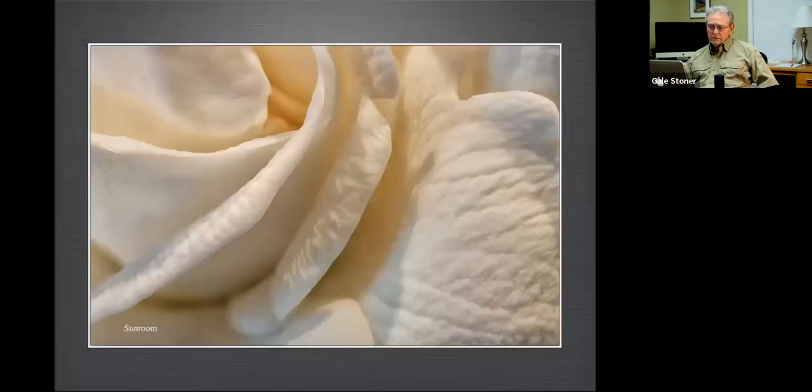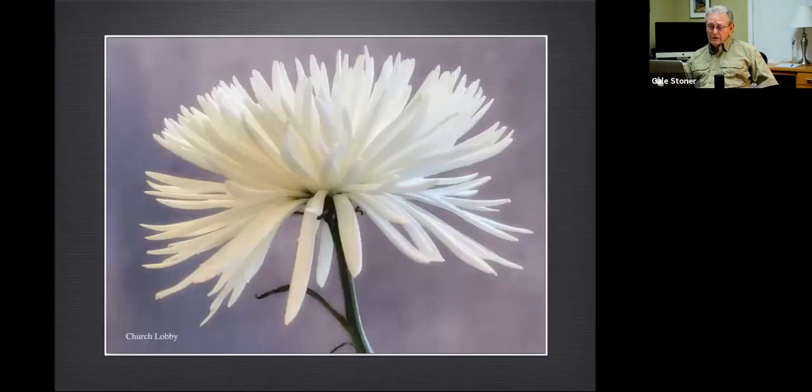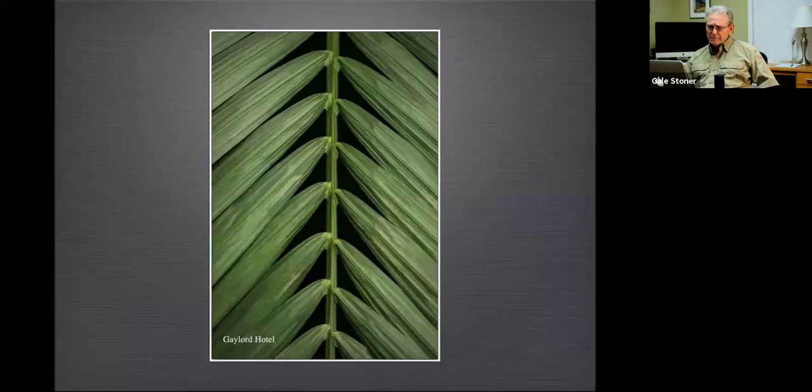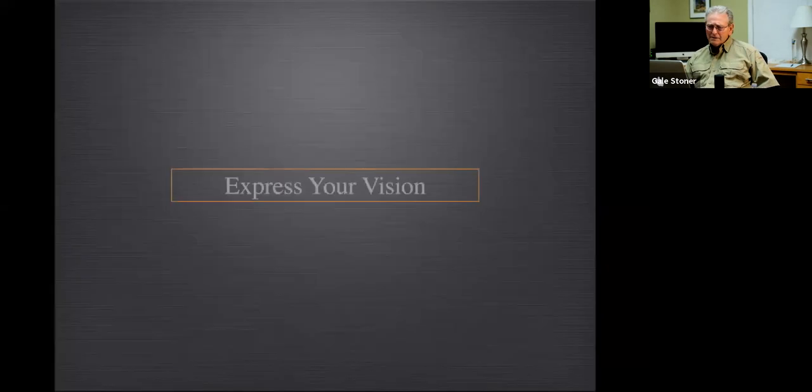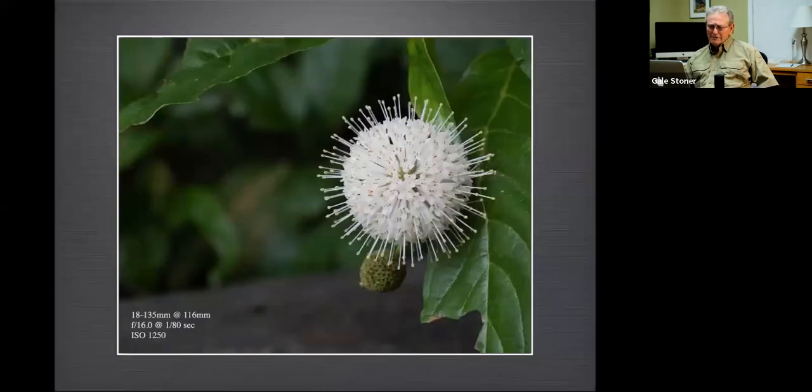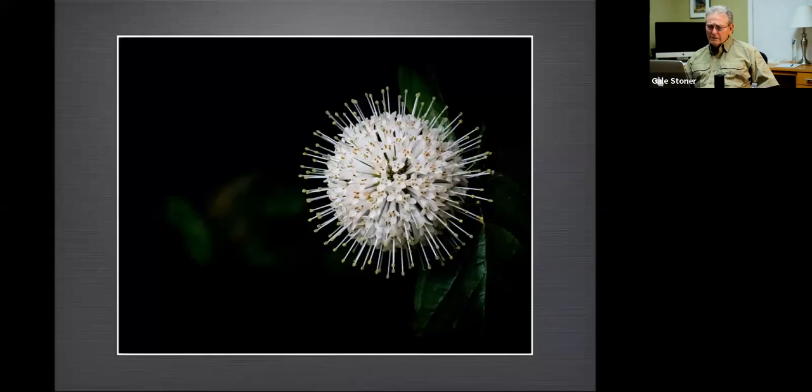African violet, getting real close with my macro. This is in the sunroom. Church lobby, I shot this with my iPhone 5. So you don't have to have an expensive camera and lens to get a good picture. And that tells you how old that photo is, for it to be a 5. I like patterns and textures, repeating patterns, and then expressing my vision. This is the original shot, and this is what I thought would look better. I think the bud stands out more.